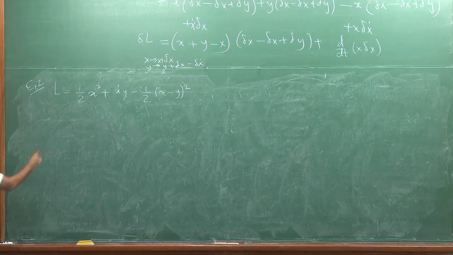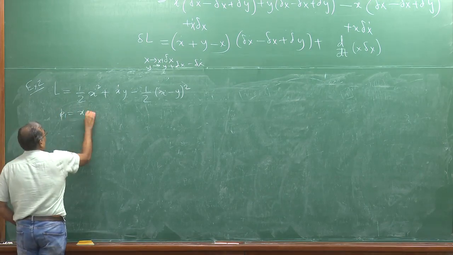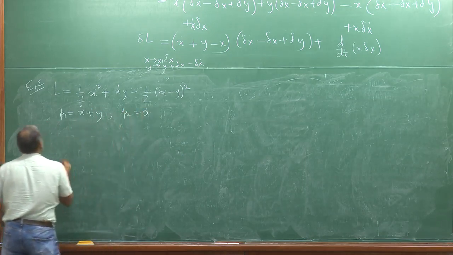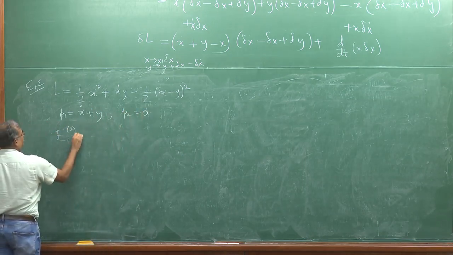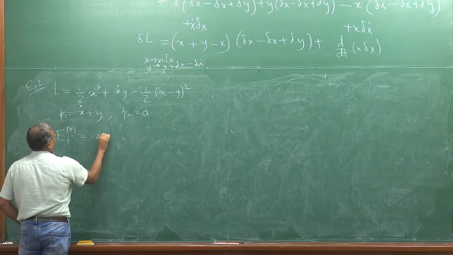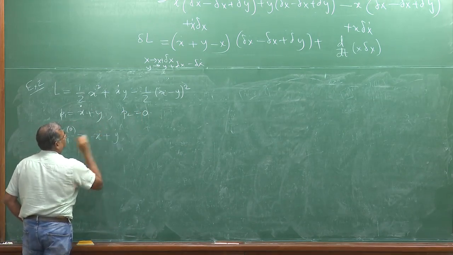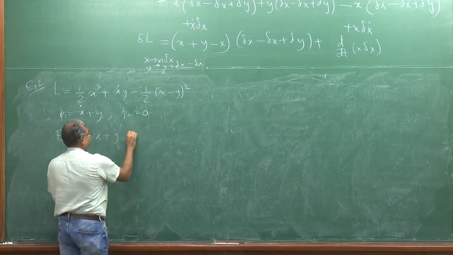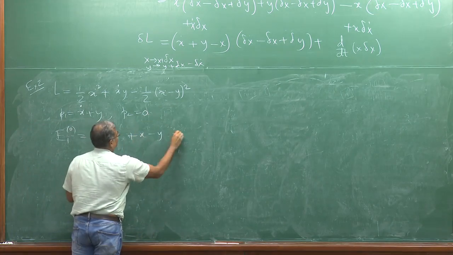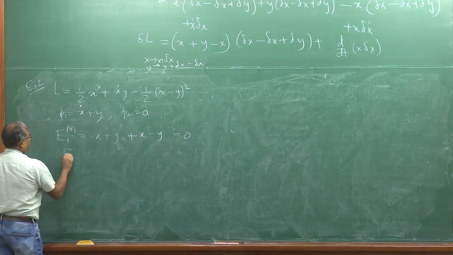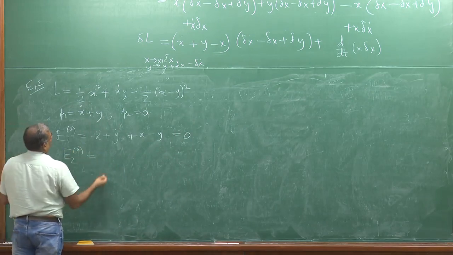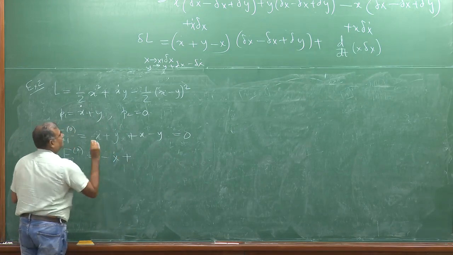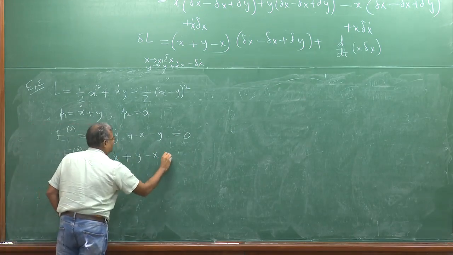So now here again P1 is x dot plus y, P2 is 0, and E1, the 0th order E1, is going to be x double dot plus y dot, and now comes the difference, this will be plus x minus y. So this is 0, and E2, the 0th order E2, will be minus x dot plus y minus x. I hope my math is right now.